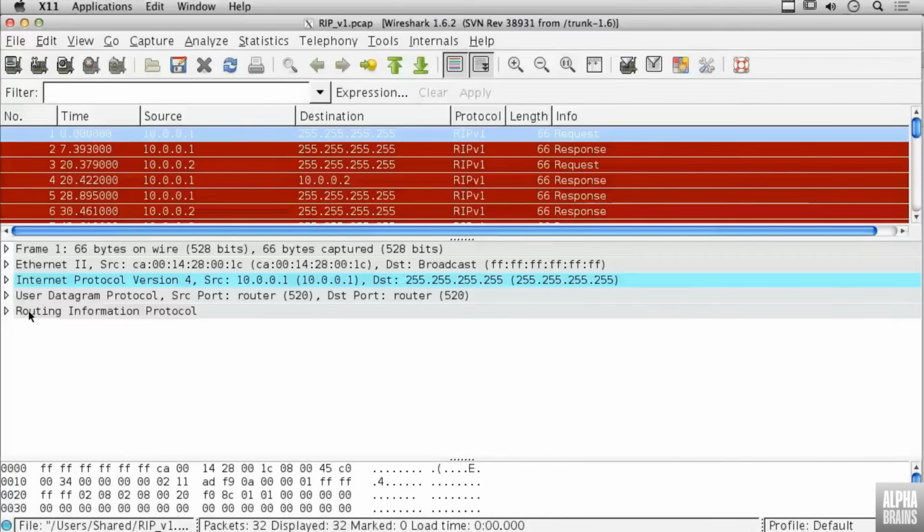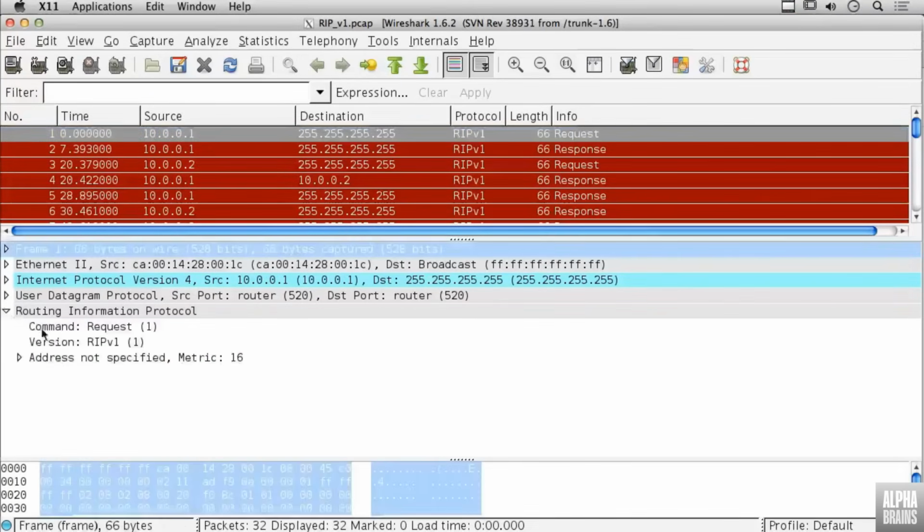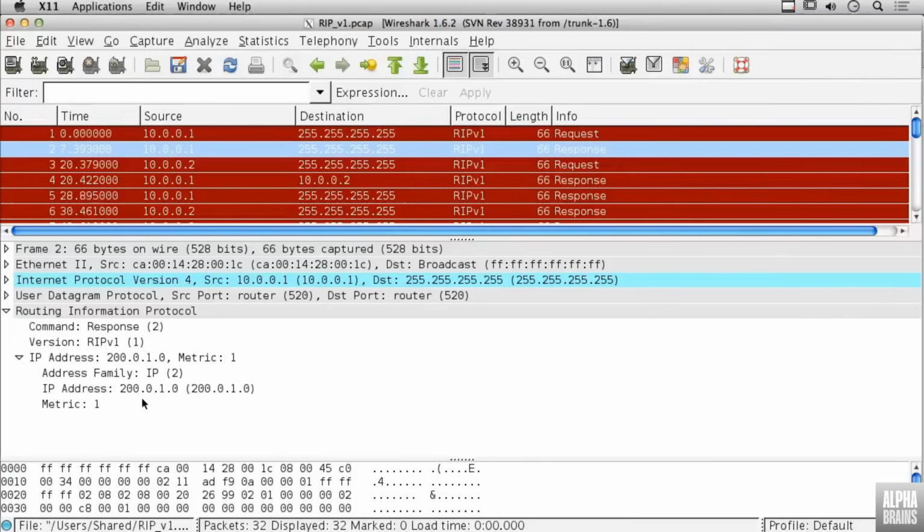What I've got here is a packet capture from a RIP session. RIP uses UDP. Of course, in a different lesson, we talked about BGP, which uses TCP. RIP uses UDP, and the idea is UDP is faster and requires less overhead, so the messages get out quicker. What I've got here is a RIP v1 request, and I'm going to get a response here. And you can see that we've got an IP address of 200.0.1.0, and the metric is 1, which means it's only one hop away.